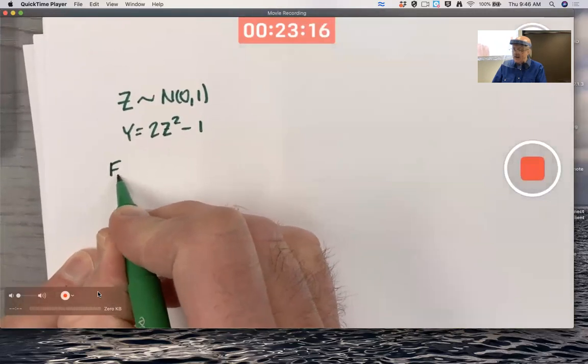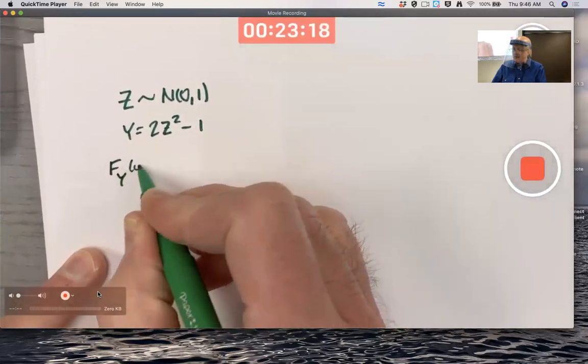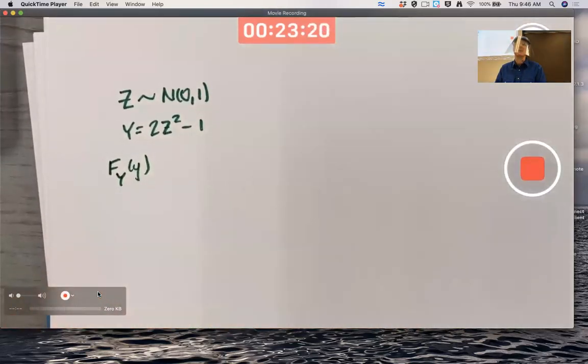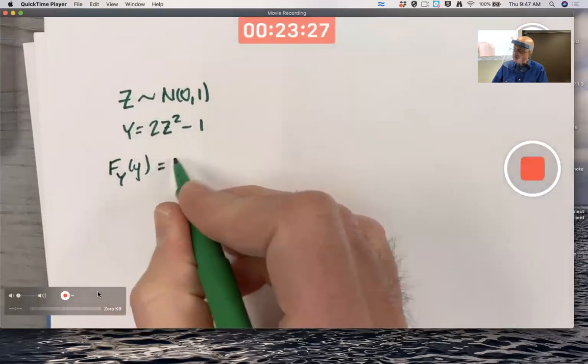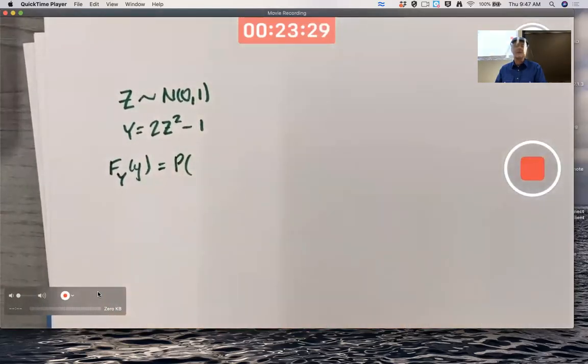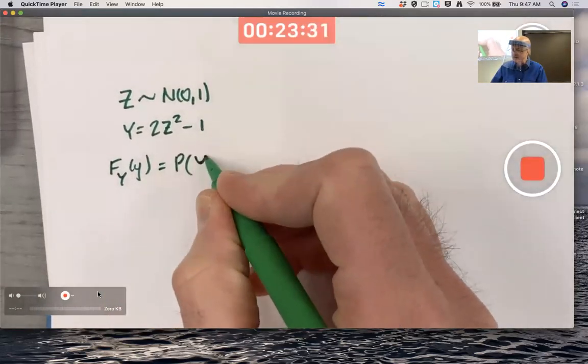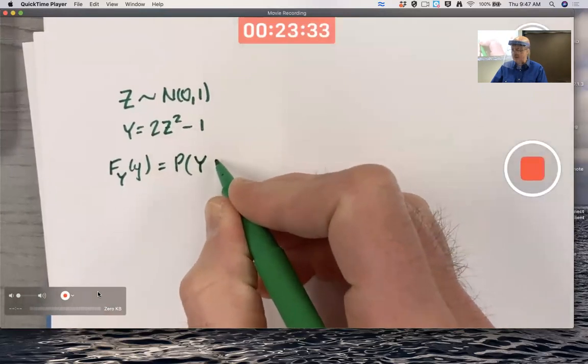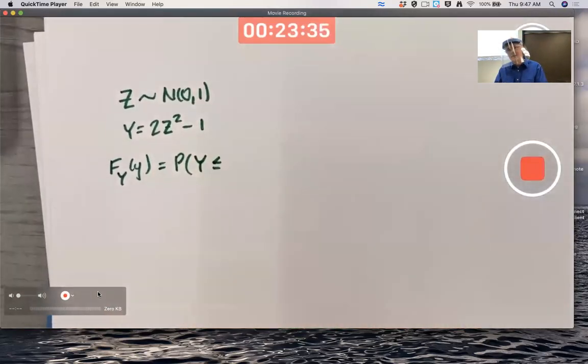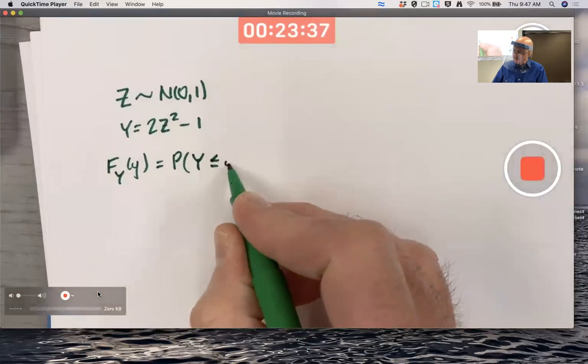The CDF for Y, capital F sub Y of little y, we want to find first, and then we want to differentiate it to find the PDF. As I've said over and over again, this is always the probability that the random variable, the capital letter, is less than or equal to whatever the little letter is there.